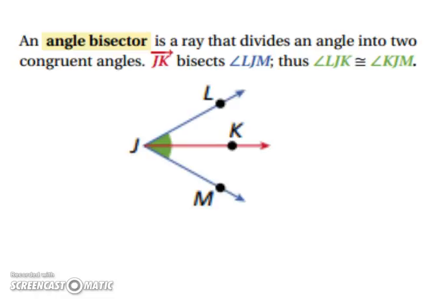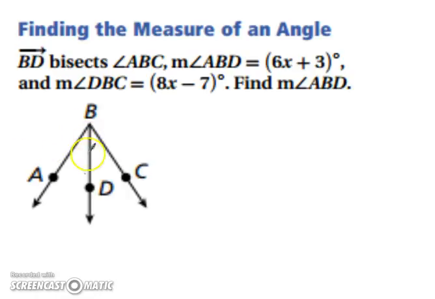Let's try an example using angle bisectors. All right, so BD bisects angle ABC. And ABD is 6x plus 3 degrees. And the measure of angle DBC is 8x minus 7 degrees. Well, if BD bisected angle ABC, that better mean that this angle is congruent to this one. So let's just set these two expressions equal to each other. So we have 6x plus 3 equals 8x minus 7.